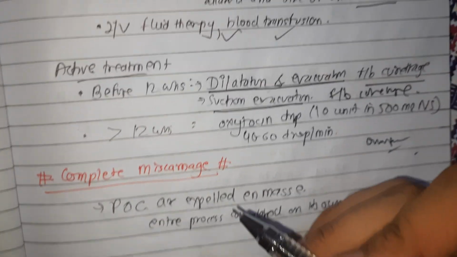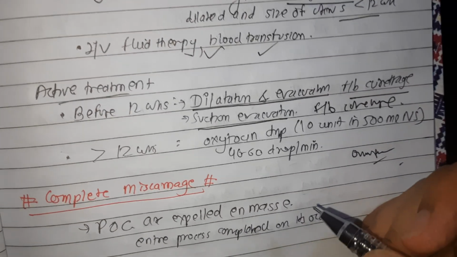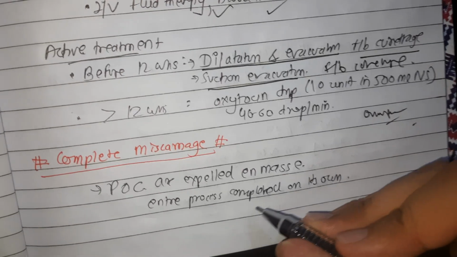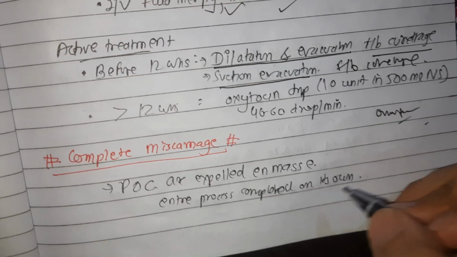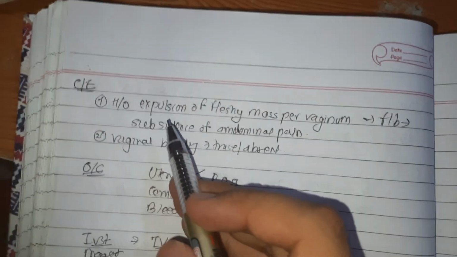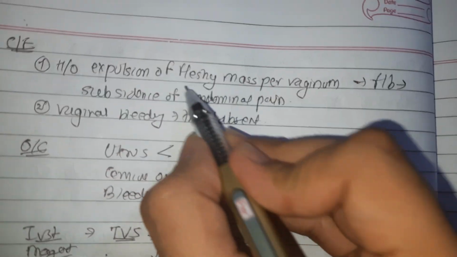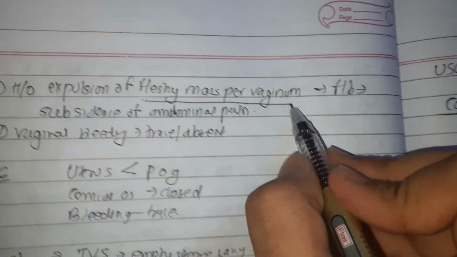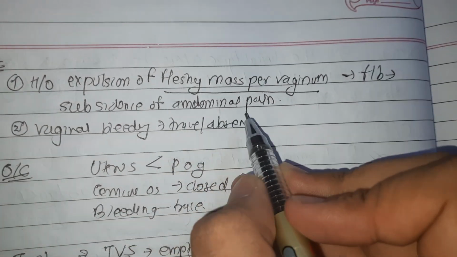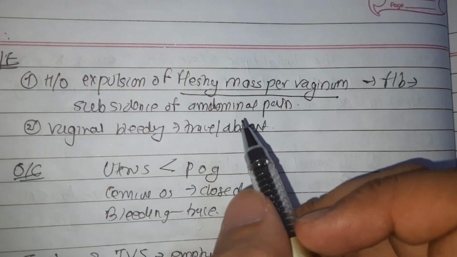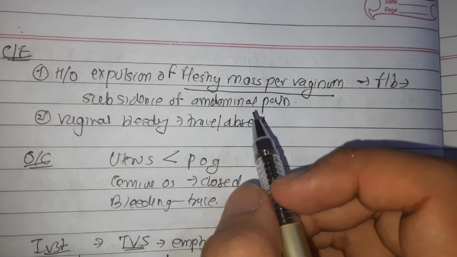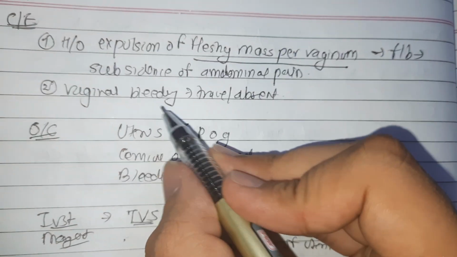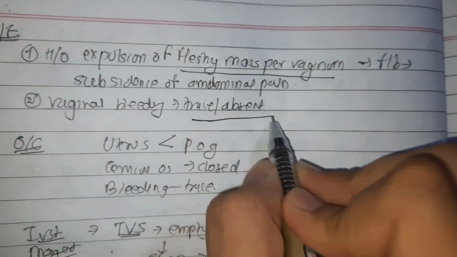Now we will move on to the third type, that is complete miscarriage. In this miscarriage, the products of conception are expelled in mass. That is, the entire process of miscarriage has been completed on its own. The clinical feature is that there is a history of expulsion of fleshy mass per vaginum, followed by subsidence of abdominal pain. There will be expulsion of the fleshy mass and the pain will subside. And the vaginal bleeding is very trace or absent.